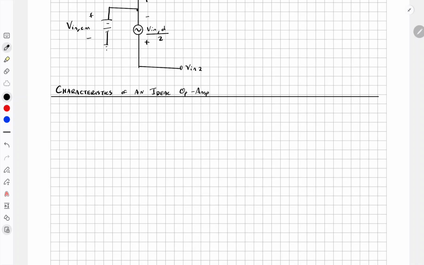So the ideal op amp has several assumptions that we make, and we make these assumptions so that it is ideal. The first is that we have infinite input impedance. So what does this mean?